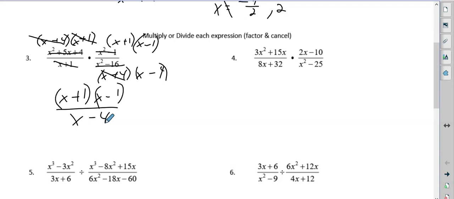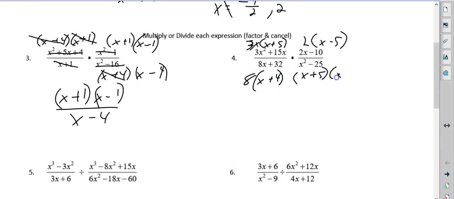All right, on number 4, I'm going to factor out a 3 and an x. Okay, so 3x, 3x times x plus 5. On the top right, I can factor out a 2 only, x minus 5. Bottom left, I can take an 8 out, x plus 4. And over here, we have x plus 5, x minus 5, difference of squares. Now we start canceling. So x minus 5, x minus 5, x plus 5, x plus 5. This 2 can go into 8 4 times.